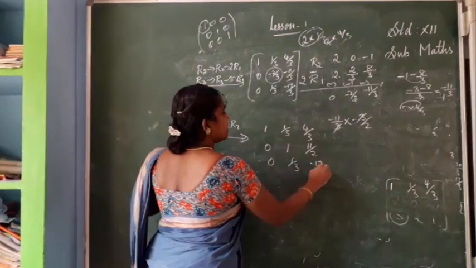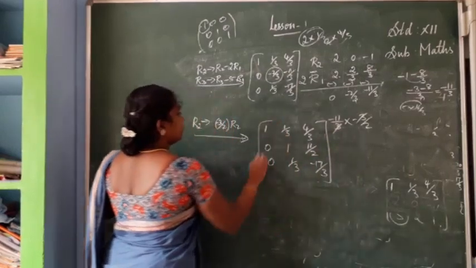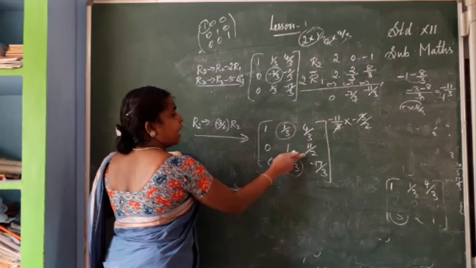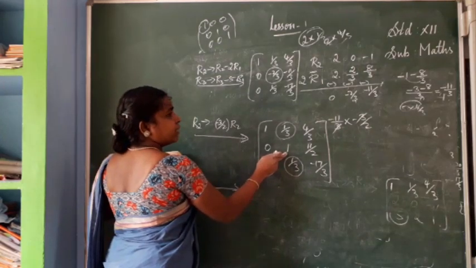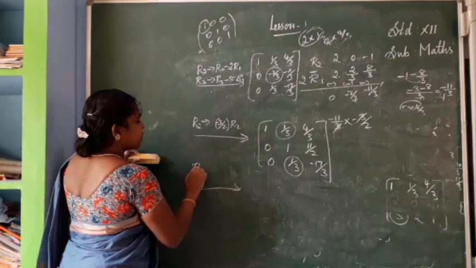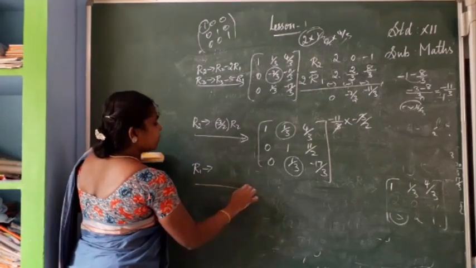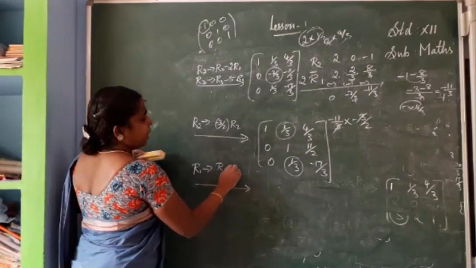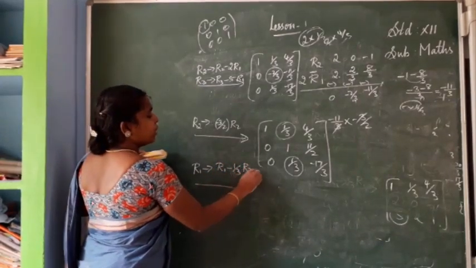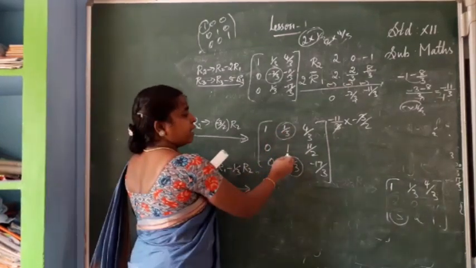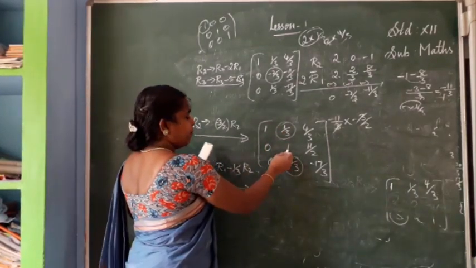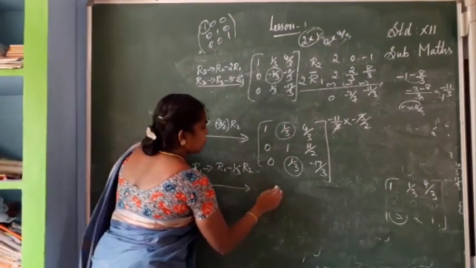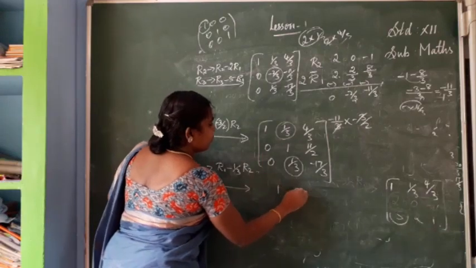So 1 by 3, minus 17 by 3. Okay, next step. We need these two places 0, so for that you have to use R2. That's why first we converted into 1. So R1 gives R1 minus 1 by 3 R2. If you are multiplying by 1 by 3 you get 1 by 3. So 1 by 3 minus 1 by 3 you get 0. So first 0, 1, 0.